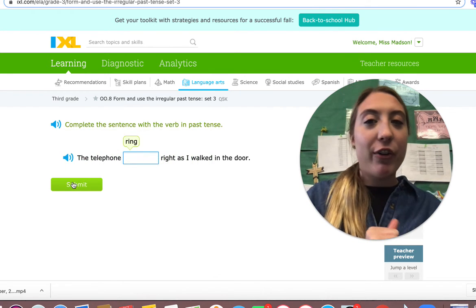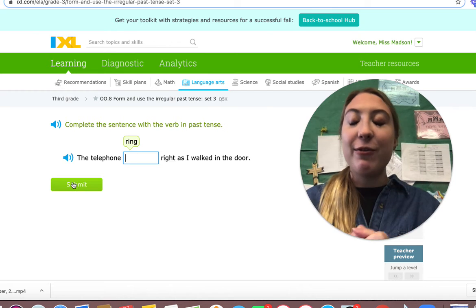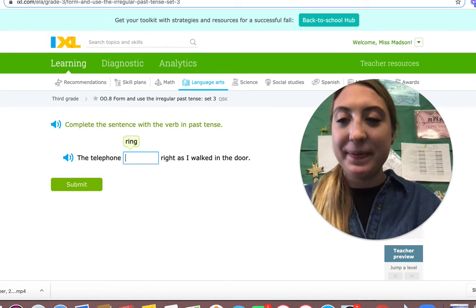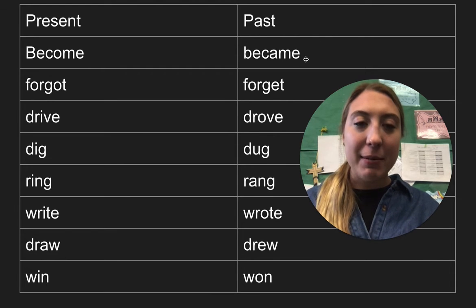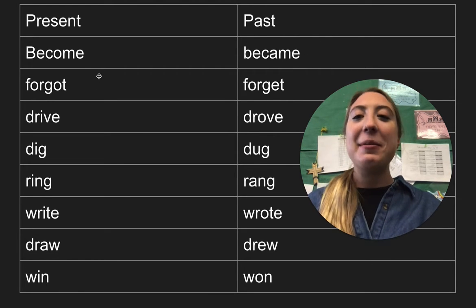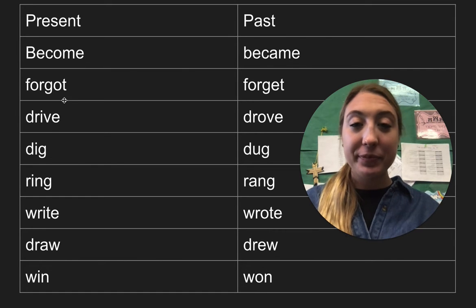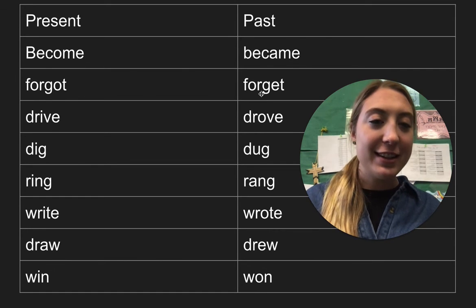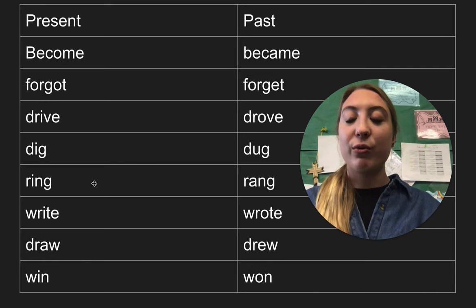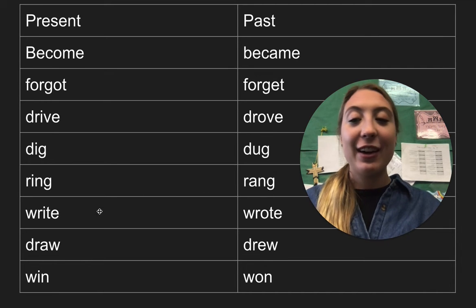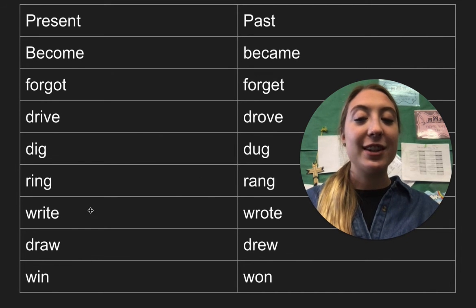And let's go over our words for today one more time. All right, so become, becomes, became. I'm sorry, I keep messing that up. Become turns to became. Forgot, forget. Drive, drove. Dig, dug. Ring, rang. Write, wrote. Draw, drew. Win, won.